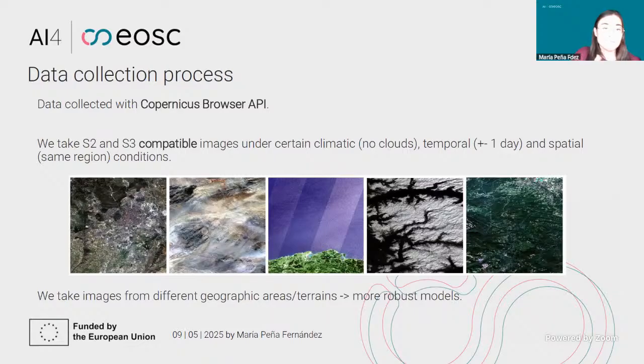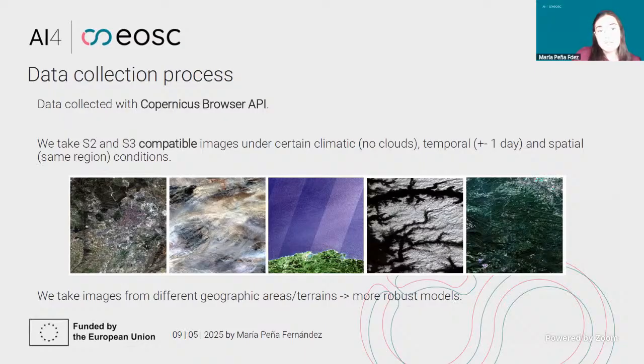And just moving to the workflow itself, the first process that we have to do was to collect the data, and it was done by using the Copernicus browser API. We tried to take images from both missions that have to be compatible, and we did so under certain conditions. First, a climatic one. We didn't want clouds in our images. Also, a temporal condition. We wanted them to be separated by a maximum of 1 day. And also a spatial condition, which is that we obviously want them to be from the same region.